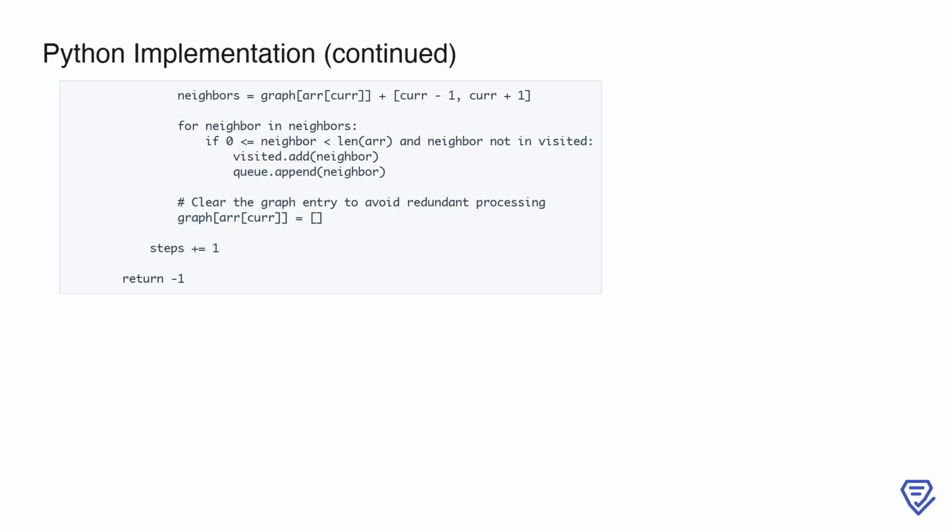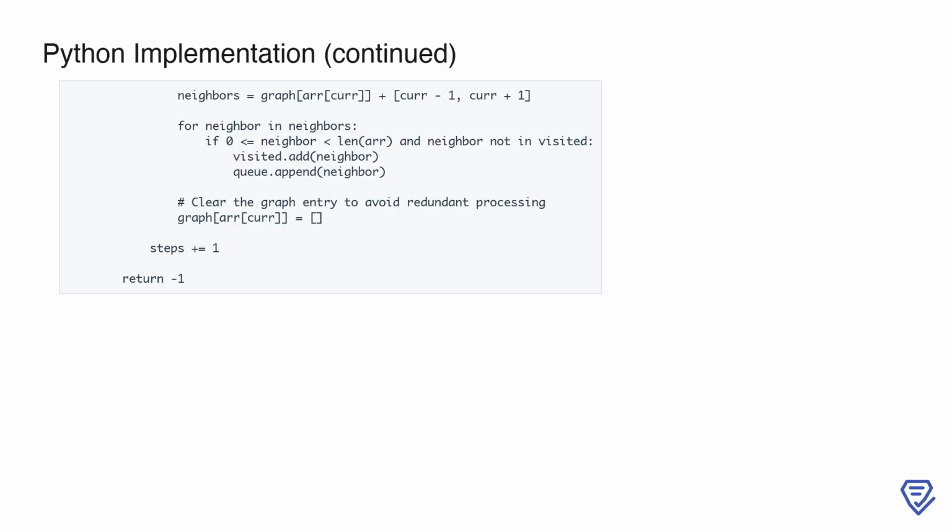For each neighbor, we first check that it's within the bounds of the array and hasn't already been visited. If it meets these conditions, we mark it as visited and add it to the queue for further processing. This ensures that we only process each index once, avoiding redundant work. Additionally, to prevent unnecessary reprocessing of indices with the same value, we clear the graph entry for the current value after processing its neighbors. This step is crucial for optimizing performance, especially when dealing with large arrays with repeated values.